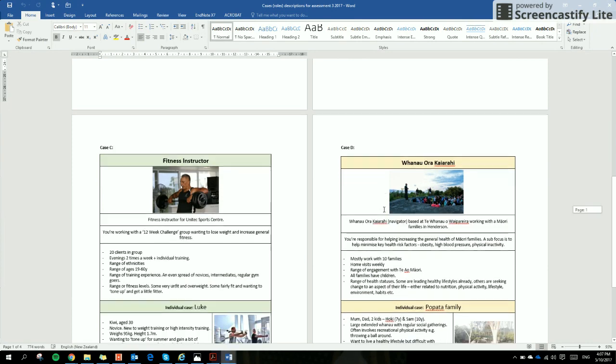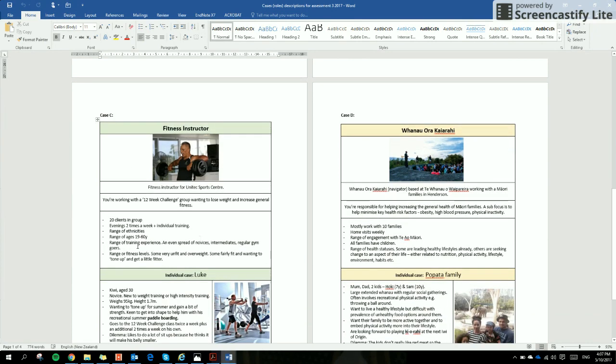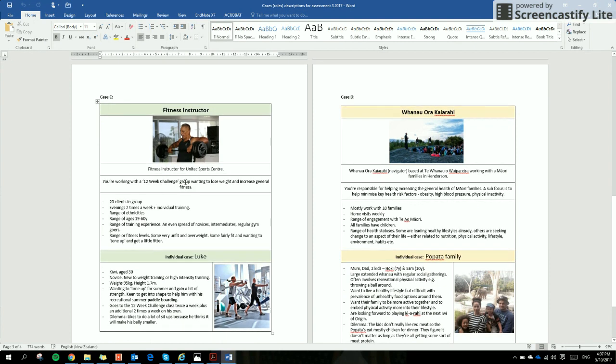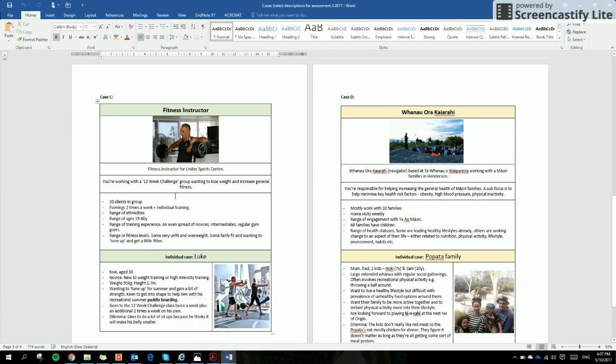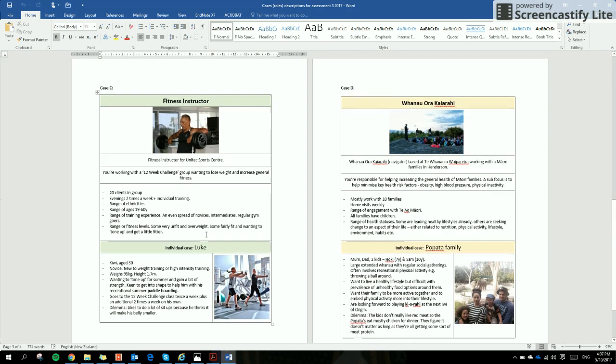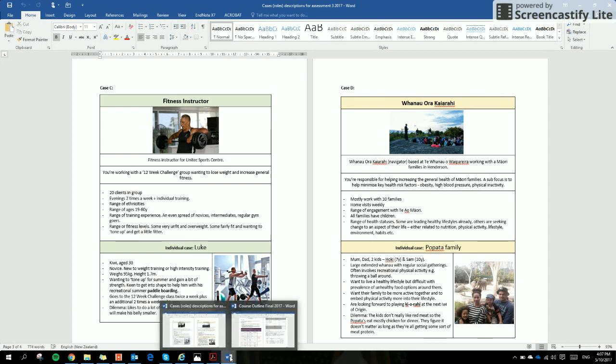Or if you are being a fitness instructor, what are some key characteristics of the individuals in your group that might impact on their health and fitness state? So what can you see within this profile that might either positively or negatively impact on their health and fitness state? Again, you can add in some additional details by reading between the lines if you like. That is totally fine, because the profiles I've given are quite narrow and quite brief.